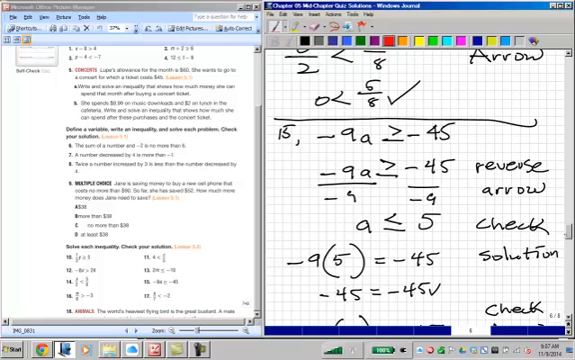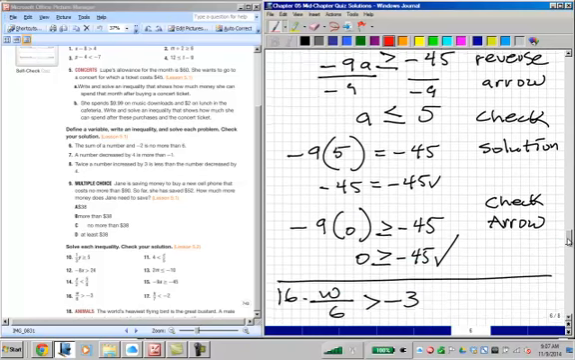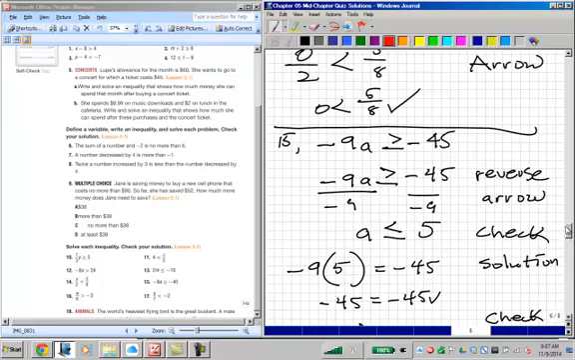Check the solution. Okay, negative 9 times 5 is negative 45. Negative 45 equals negative 45. And that checks. Now, again, A is less than or equal to 5.